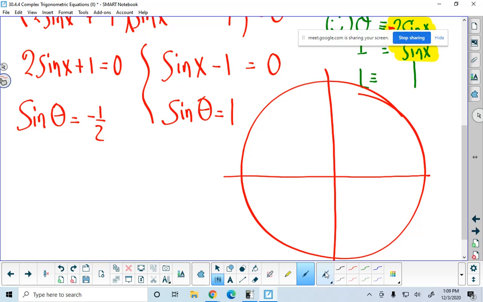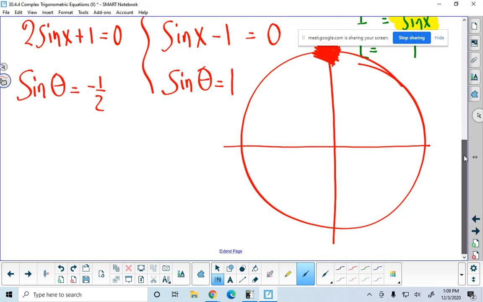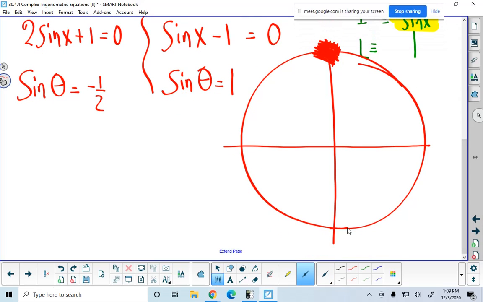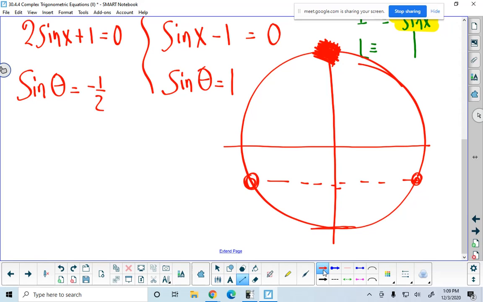So where is sine of theta on the unit circle equal to 1? Right here, because that's where y is 1. Why am I focusing on y? Because sine is y. Where is sine of theta negative 1/2? Well, this is negative 1 for y. This is negative 1/2, so it's here and here. These are the 3 locations, which means these are the 3 terminal arms that pass through those points.